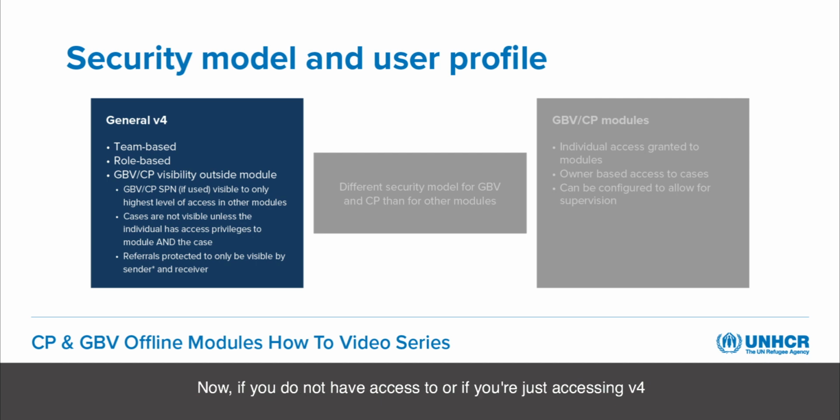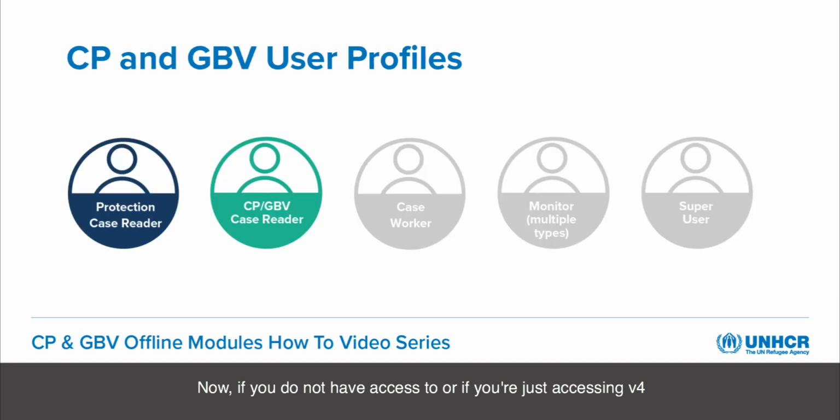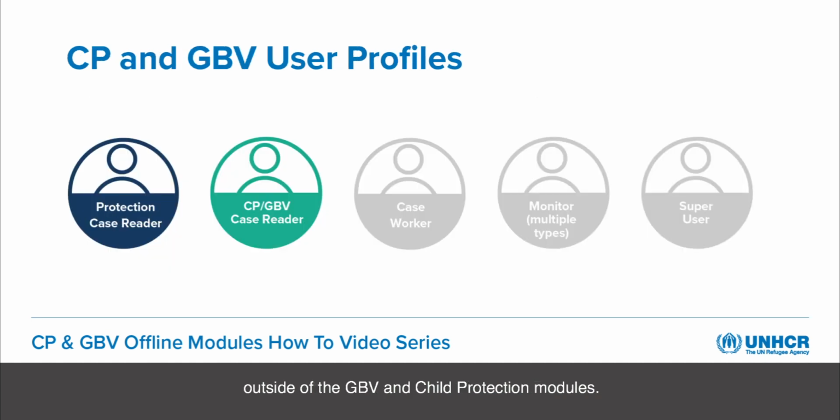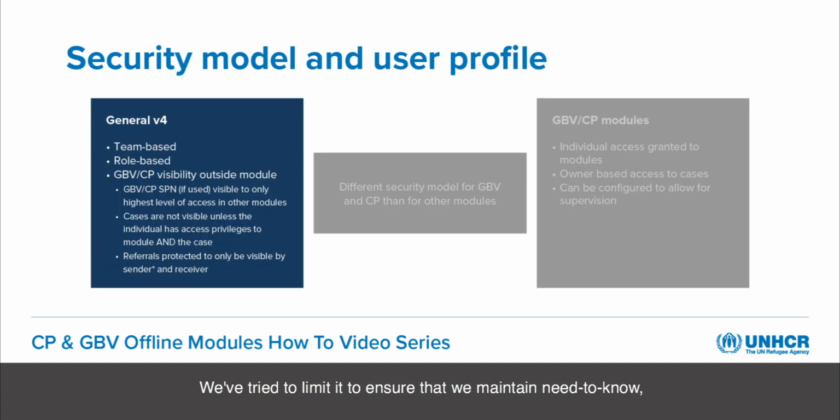Now, if you are just accessing V4 as someone who does not have access to the GBV or child protection module, then there are still some ways that GBV and child protection is visible outside of the GBV and child protection modules. We've tried to limit it to ensure that we maintain need to know, but the GBV and child protection SPN, if used, and in most cases we do not recommend this, would be visible, but only to the highest level of access to the SPN module or entity. So this would not be to all users.